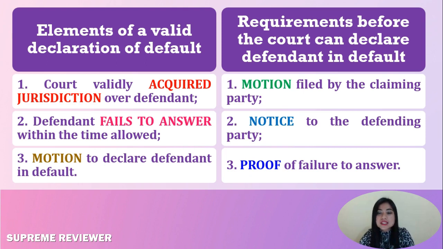Okay, the requirements that must be complied with before the court can declare the defending party in default are, number 1, the claiming party must file a motion asking the court to declare the defending party in default. Number 2, the defending party must be notified of the motion to declare him in default. And number 3, the claiming party must prove that the defending party has failed to answer within the period provided by the Rules of Court.